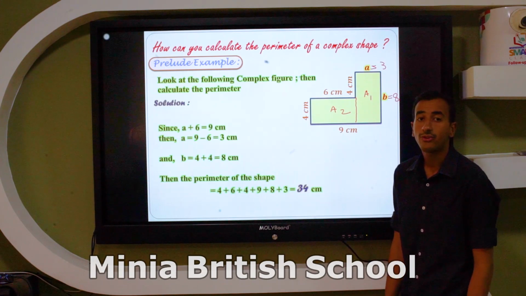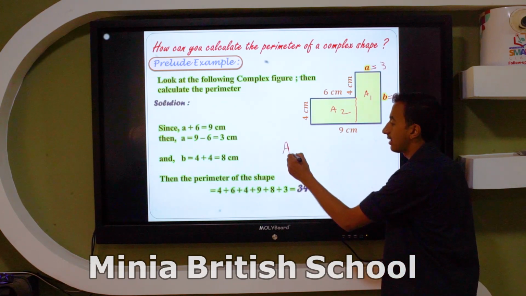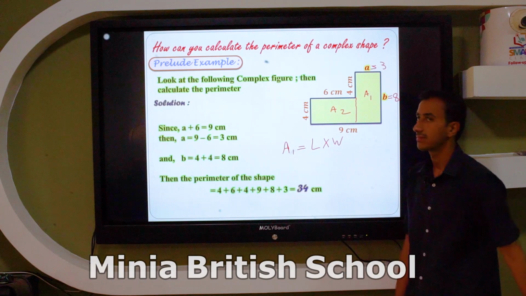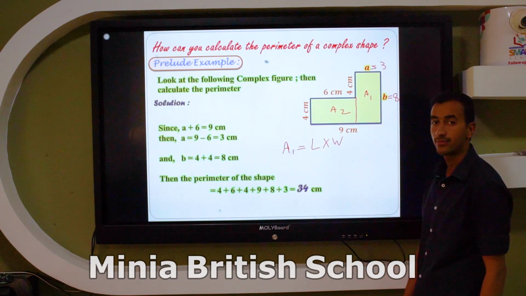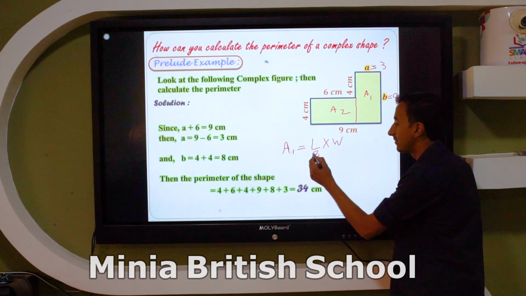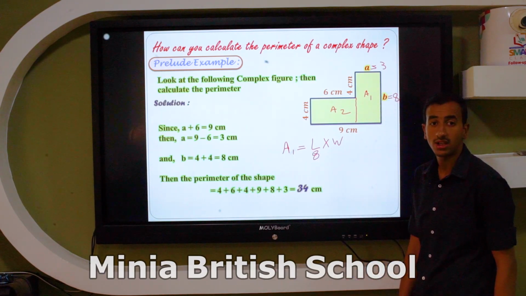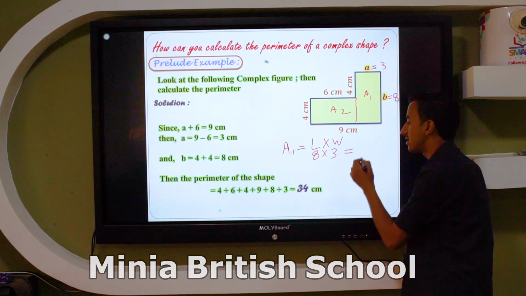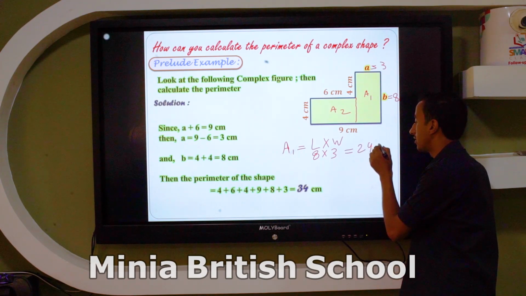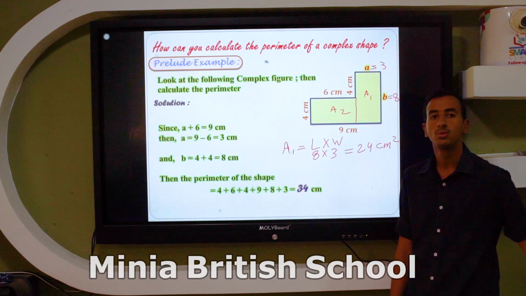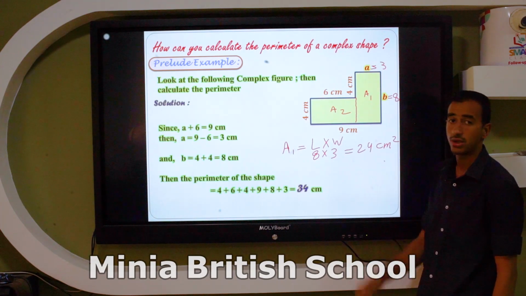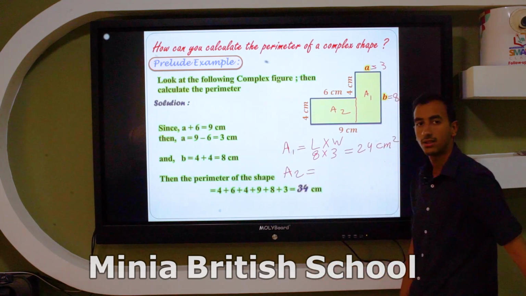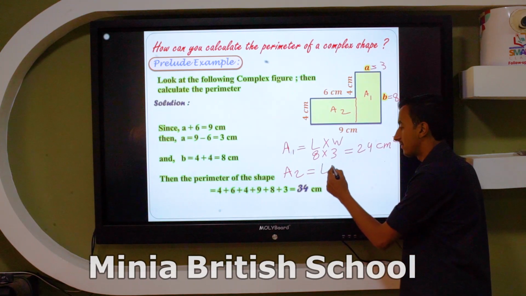See, how can you find area 1? Area of rectangle 1 is equal to length times width. What is the length of this rectangle? Yes, 8. What is the width of this rectangle? Yes, 3. So the area of this rectangle is 8 times 3 equals 24 square centimeters, or centimeters squared. Now I can find area 2. That's also the area of a rectangle, length times width.